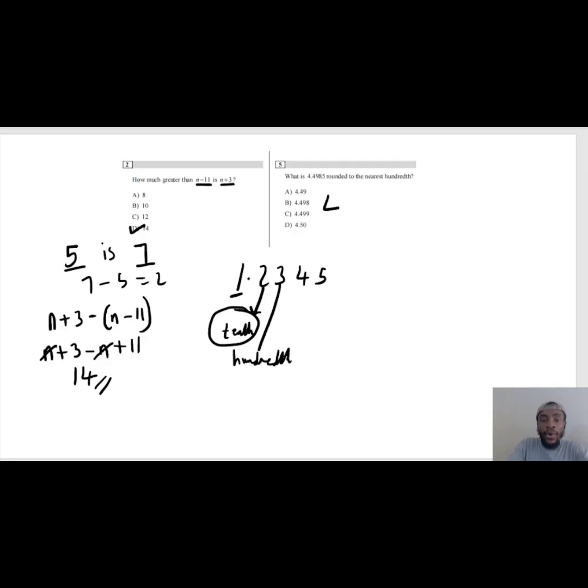So my answer is 4.49. But there's an 8 there. So I convert it to what? 1 and add it to this. So my final answer is 4.50. Option what is that? C. Makes sense, right? That's because the 8 is up to 5. If it was 4.494, the answer would just have been 4.49 because this 4 here is not up to 5. All right, moving on.